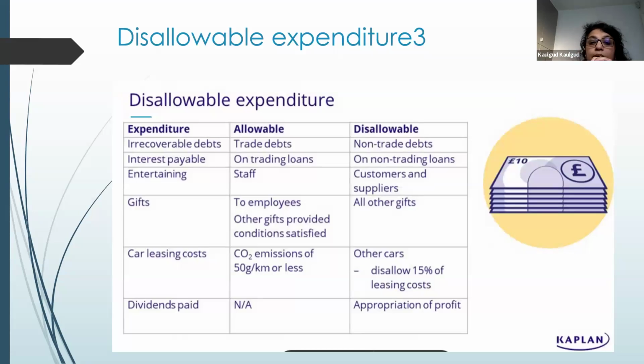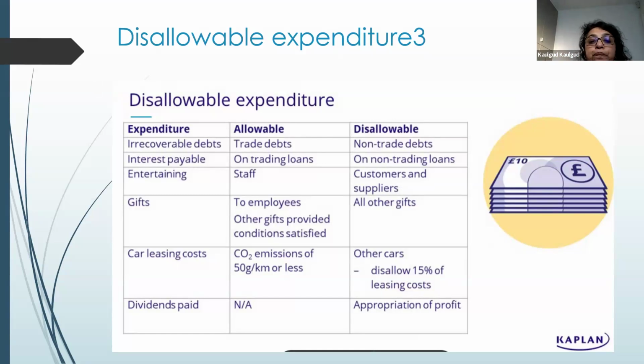Irrecoverable debt. Okay. If it is a trade debt, a day-to-day bad debt, then it is allowed. There are some more details of these, and I don't think we can cover the whole thing. There are just a few things in irrecoverable debt that need to be mentioned as well. So trade debts are allowed, non-trade debts are not allowed.